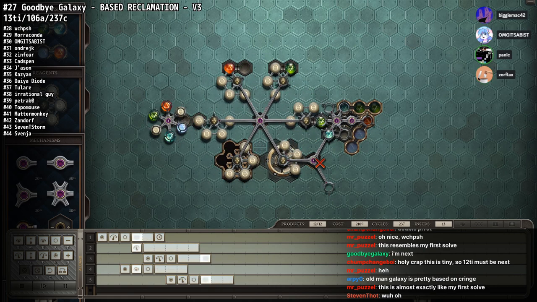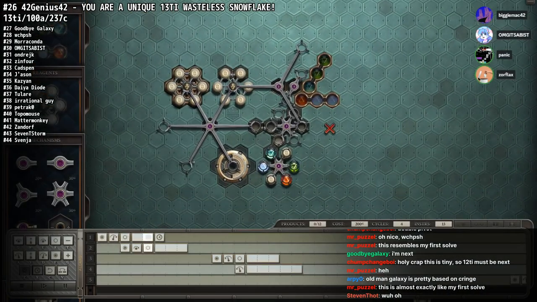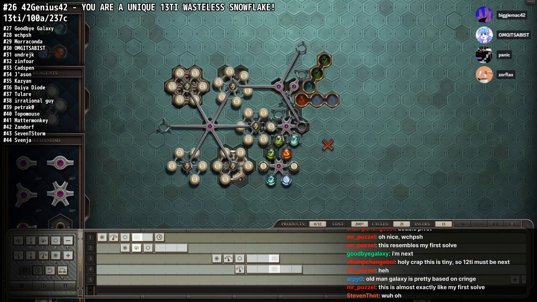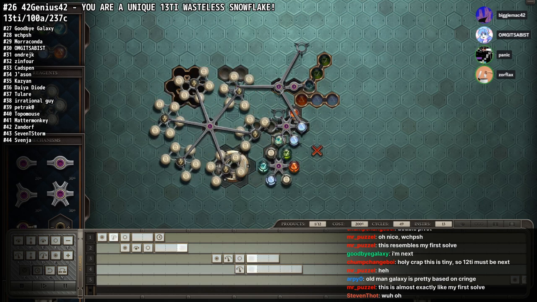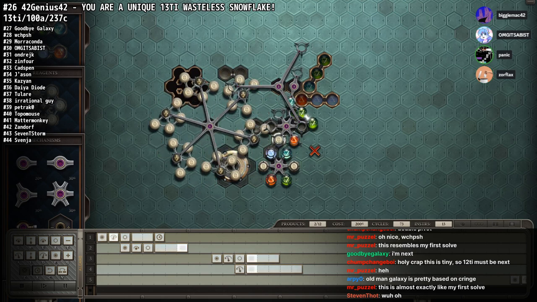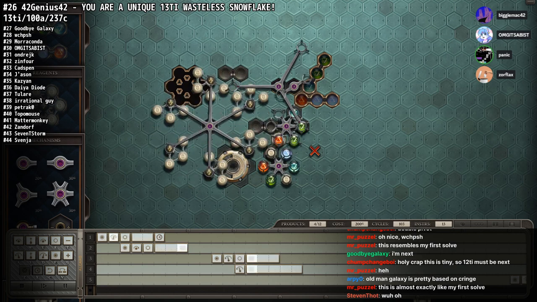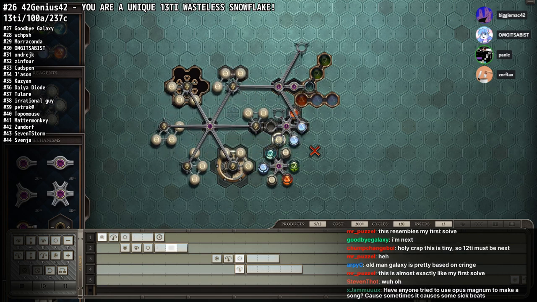All right, here's now a 6 area drop. 42, Genius 42. With, again, basically the same solve here. You are a unique 13 TI wasteless snowflake. Is it actually not unique? Well, it's very similar design. Sorted the area, yeah. But I'm almost convinced a TI 10 or 11 is possible with one less arm. Tried many layouts, could not find it.